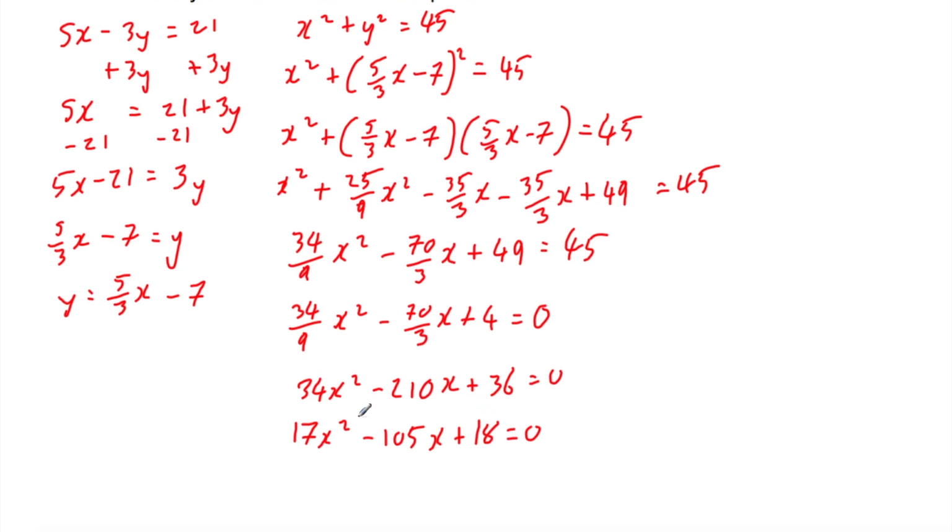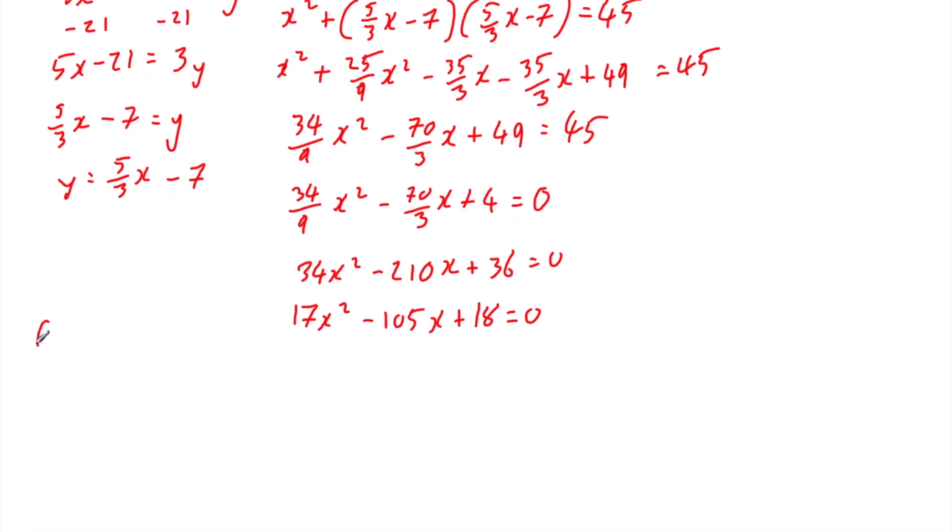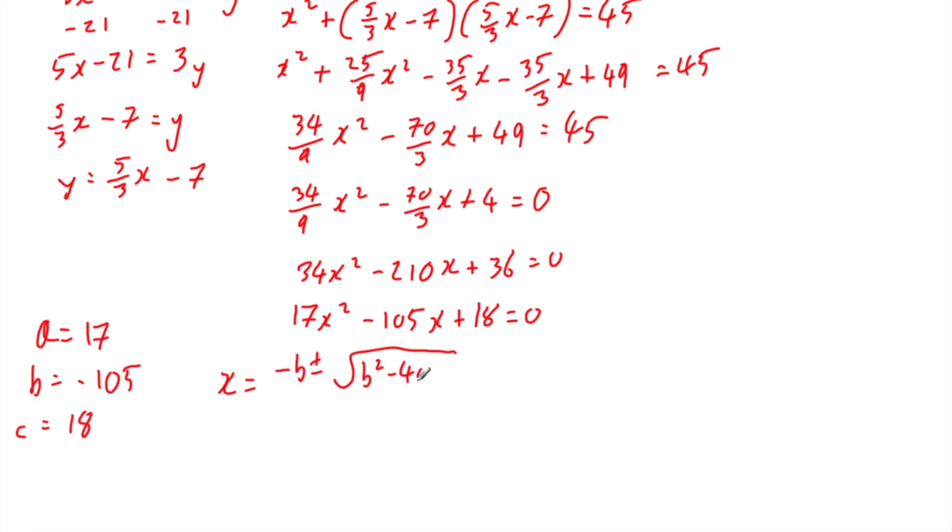So this is fantastic. We can now find our values for A, B, and C and use the quadratic formula and solve this quadratic equation. So we're going to let A equal 17, B equal minus 105, and C equal 18. And so we've got our values for A, B, and C, and the quadratic formula is x equals minus b plus or minus the square root of b squared minus 4ac, all divided by 2a. So let's substitute our values and see what we get.